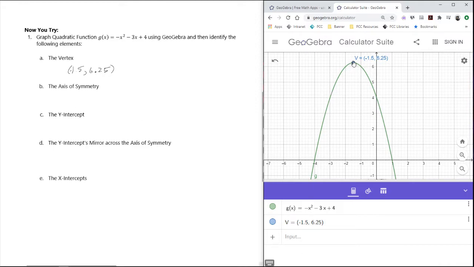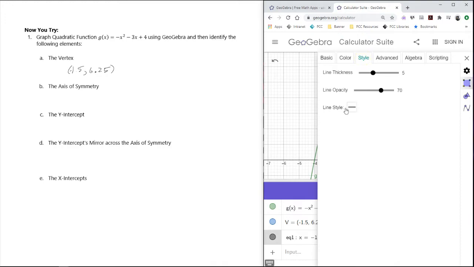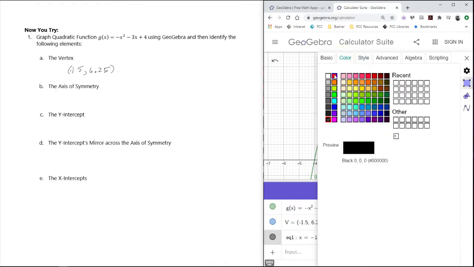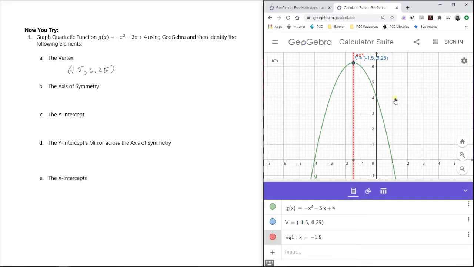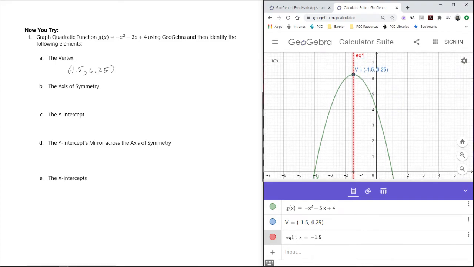Next, we want the axis of symmetry, and that's the vertical line that goes through the vertex. So I'm going to type in x equals negative 1.5, and I'll go ahead and just make that look a little bit nicer here, make it a dotted line, change its color, and let's call it equation 1. Let's show the value there, x equals negative 1.5. I'll go ahead and write that into my work on the left. I have the axis of symmetry as the equation x equals negative 1.5.